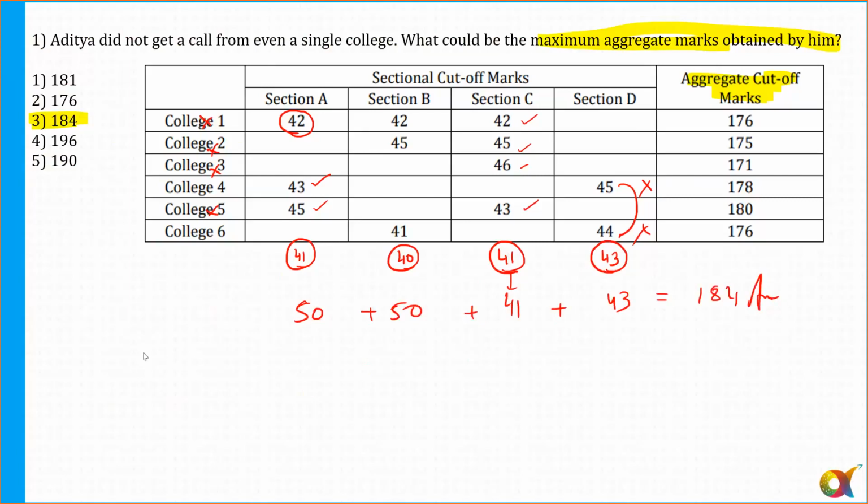Madhur is saying that, okay, sir, if we consider 50 in section 3, and in one section, take below the required sectional mark of 40. But remember, Madhur, I need to maximize the overall score. So instead of taking 50 marks in one section, I can take 50 marks in two sections. Isn't it? So the answer is 184.